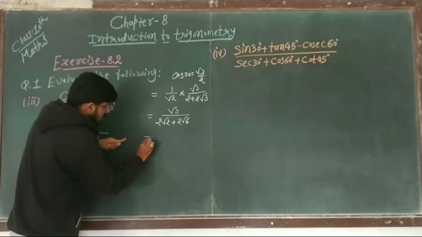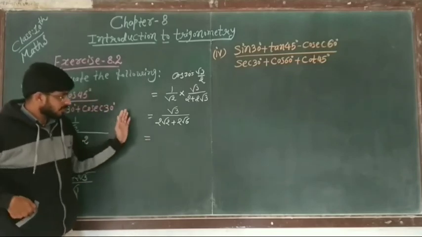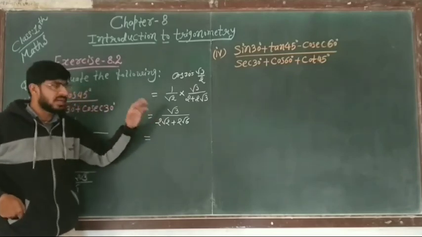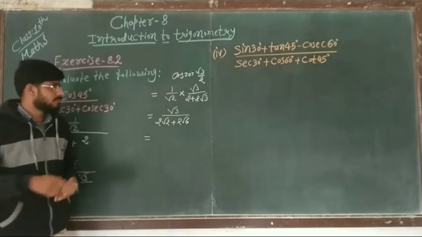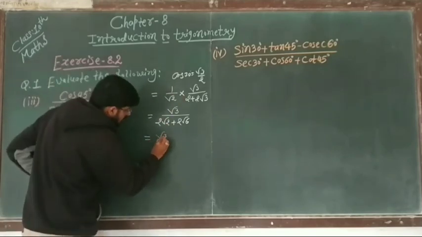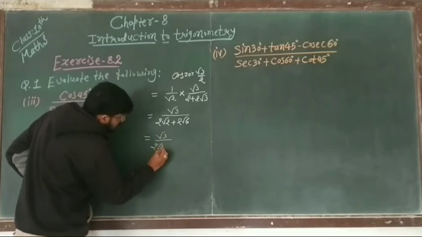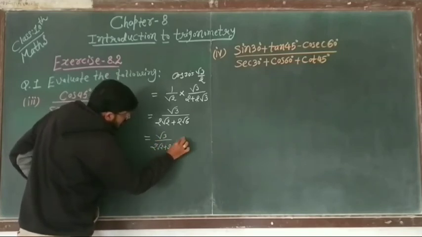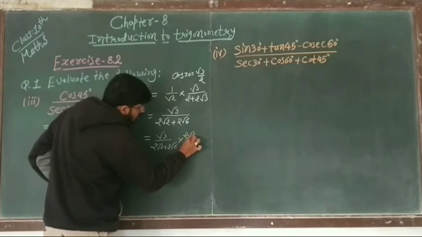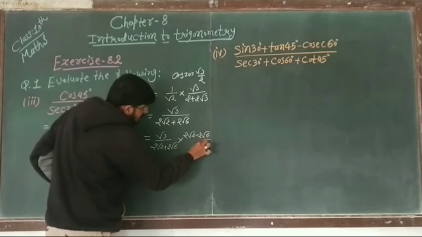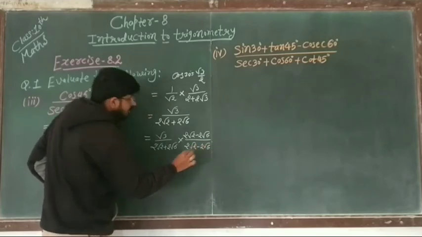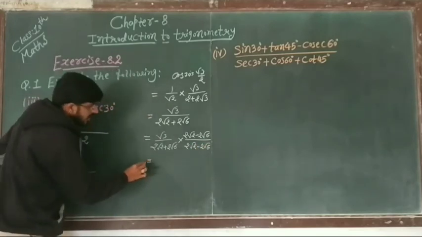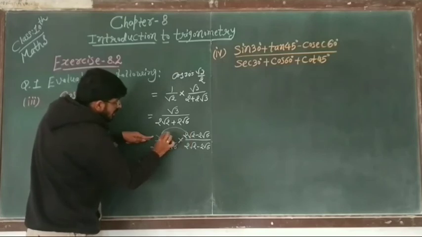Now see, here we have to use rationalization form. So we have to multiply and divide by 2 root 2 minus 2 root 6. Is it clear? So root 3 upon 2 root 2 plus 2 root 6 as it is. Multiply and divide by 2 root 2 minus 2 root 6 upon 2 root 2 minus 2 root 6. Is it clear?